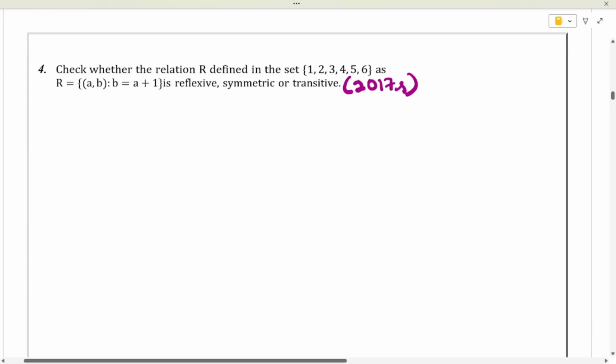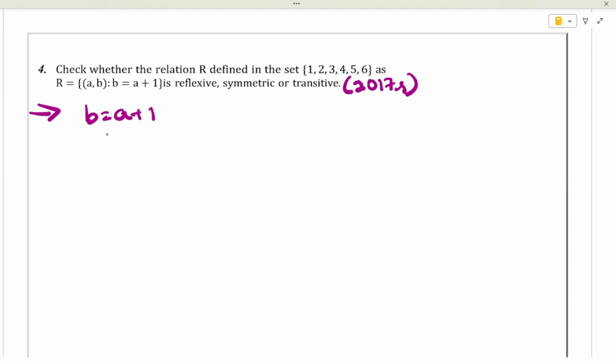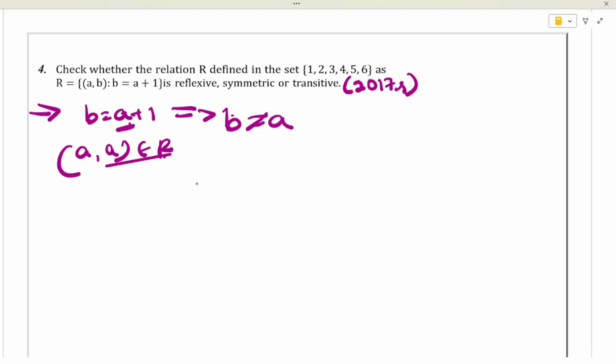For the next, the fourth question, they have given b is equal to a plus 1. This is also the same condition. If you take any example, a comma a should belong to R, that is the required condition. But here b is equal to a plus 1, so b is not equal to a. Since 1 is added, you will say R is not reflexive.